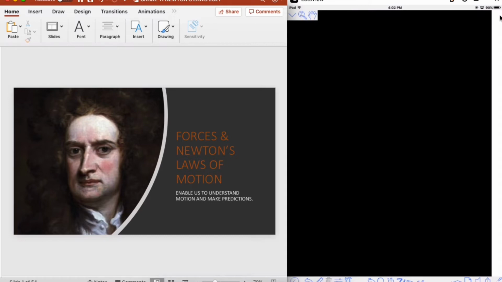Forces are the agents of motion, hence for us to be able to understand Newton's laws of motion, we have to first understand what causes motion, and then we will move on to Newton's laws of motion. Newton's laws of motion enable us to understand motion and make predictions. So let's start with the forces.